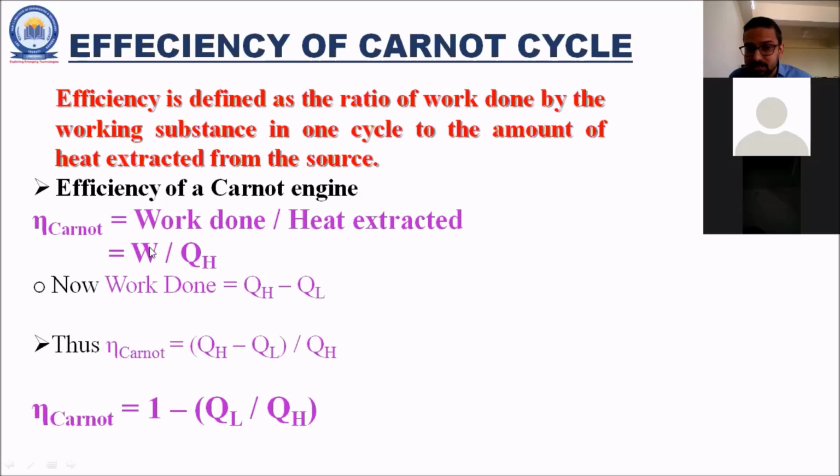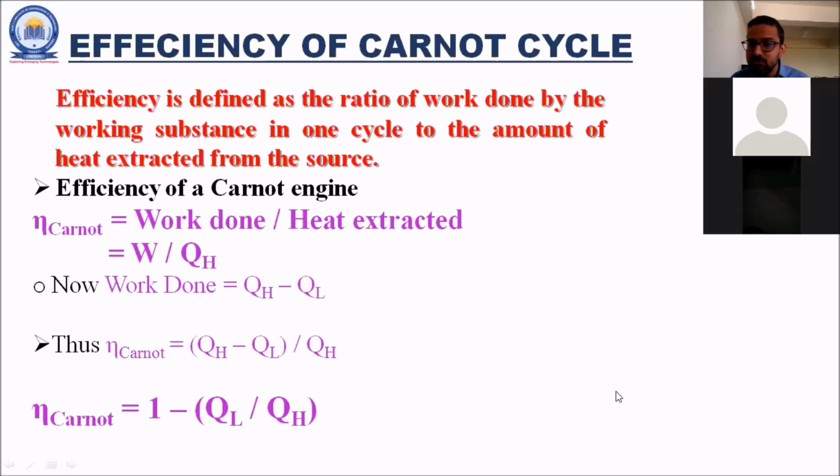Substituting this value in this equation, eta Carnot is equal to W upon QH. So substituting the value of W, that is (QH minus QL) upon QH. QH is common. So the final equation number 1 we are getting is eta Carnot equal to 1 minus QL by QH.